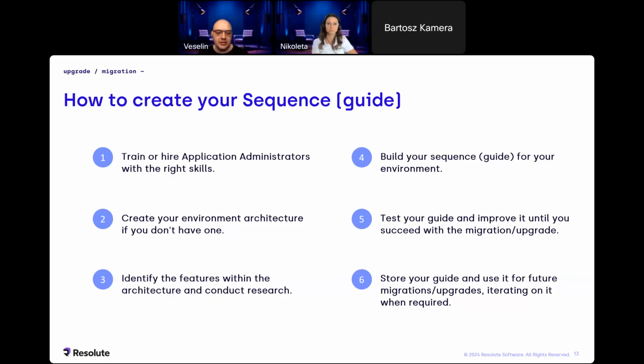After that, you have to build your sequence for your environment based on what you saw from the architecture. Then you test it. You'll definitely run into issues. However, you most probably reach out to support. That's okay, right? Until we finish the architecture and the actual guide for our architecture. Once we have that and have succeeded, we can start our guide and use it for future migrations and upgrades, and of course, iterating on it.